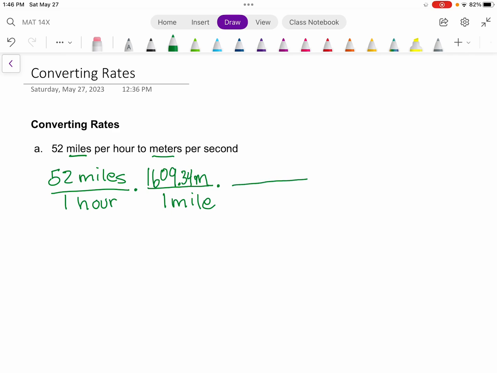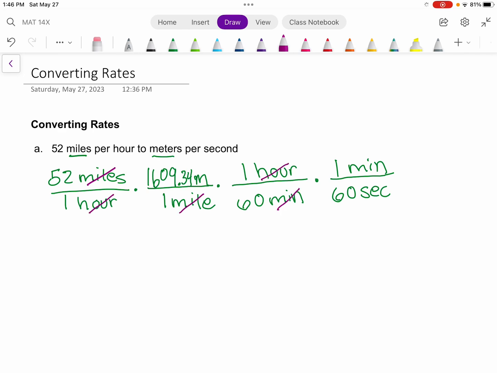And so what I'd do there is I probably would start, because I know this one off the top of my head, and I'd say that 1 hour contains 60 minutes. And so now I would have meters per minute if I multiply this out, but I want meters per second. So I'd say, okay, well, 1 minute contains 60 seconds. And a quick check that you did this right is you can notice the miles divided by miles, hours divided by hours, minutes divided by minutes, and I'm left with meters per second.